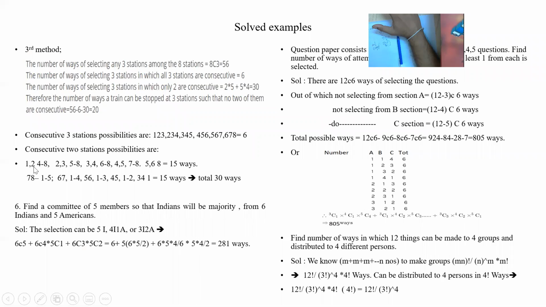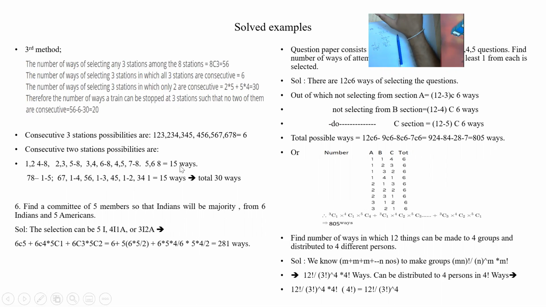1, 2 is consecutive. I have 4 to 8 options. 2, 3 is consecutive. I have 5 to 8 options. 3, 4 is consecutive. I have 6 this many options. 4, 5 is consecutive. 5, 6 is consecutive.